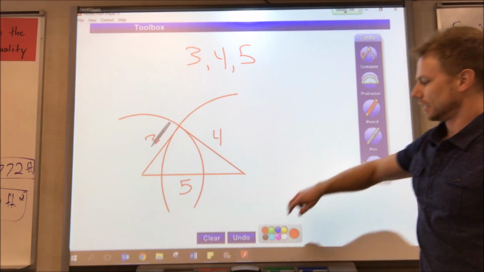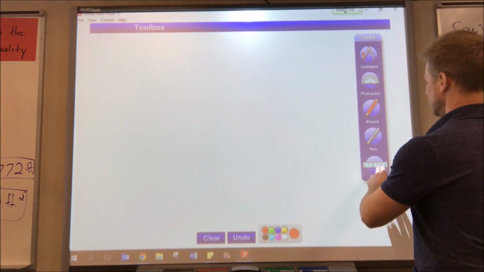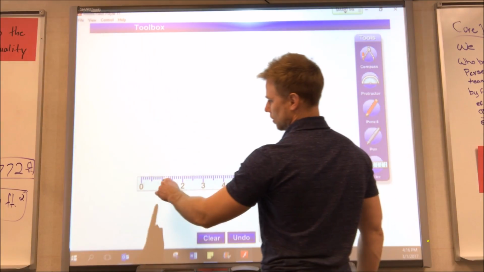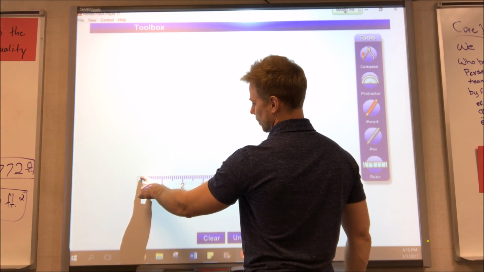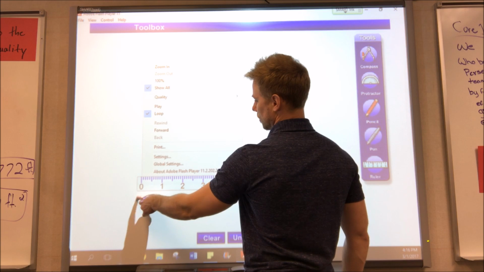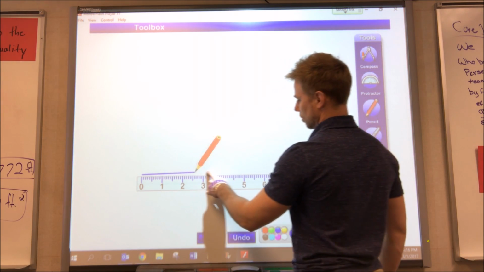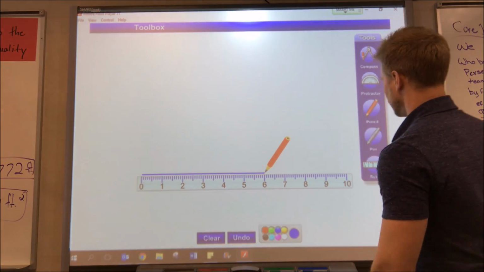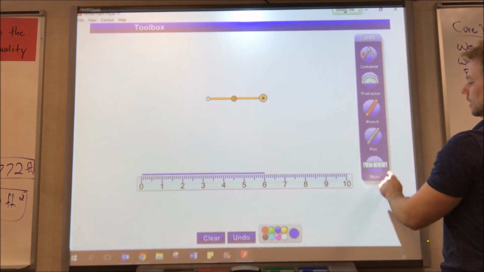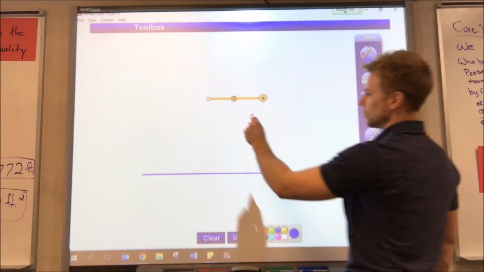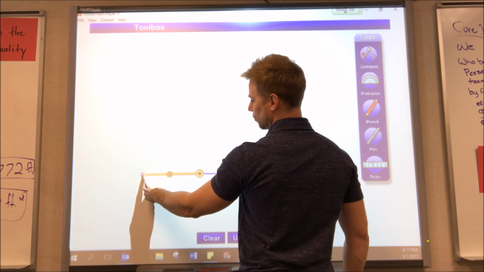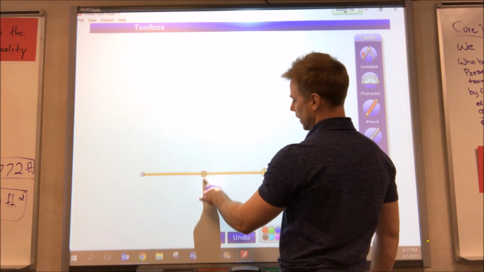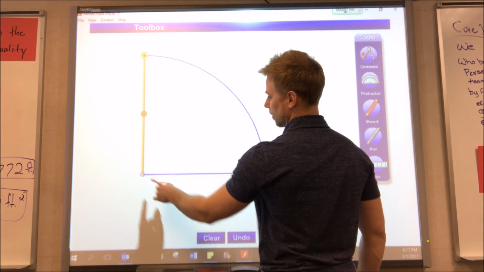Okay? If we needed to construct an equilateral triangle, we start out with our bottom side again. Let's say it's a length of 6. Stretch it out that far. Take our compass. We don't need the ruler anymore because with an equilateral triangle, all three sides are the same. So I'll stretch it out the length of the whole base and make an arc.